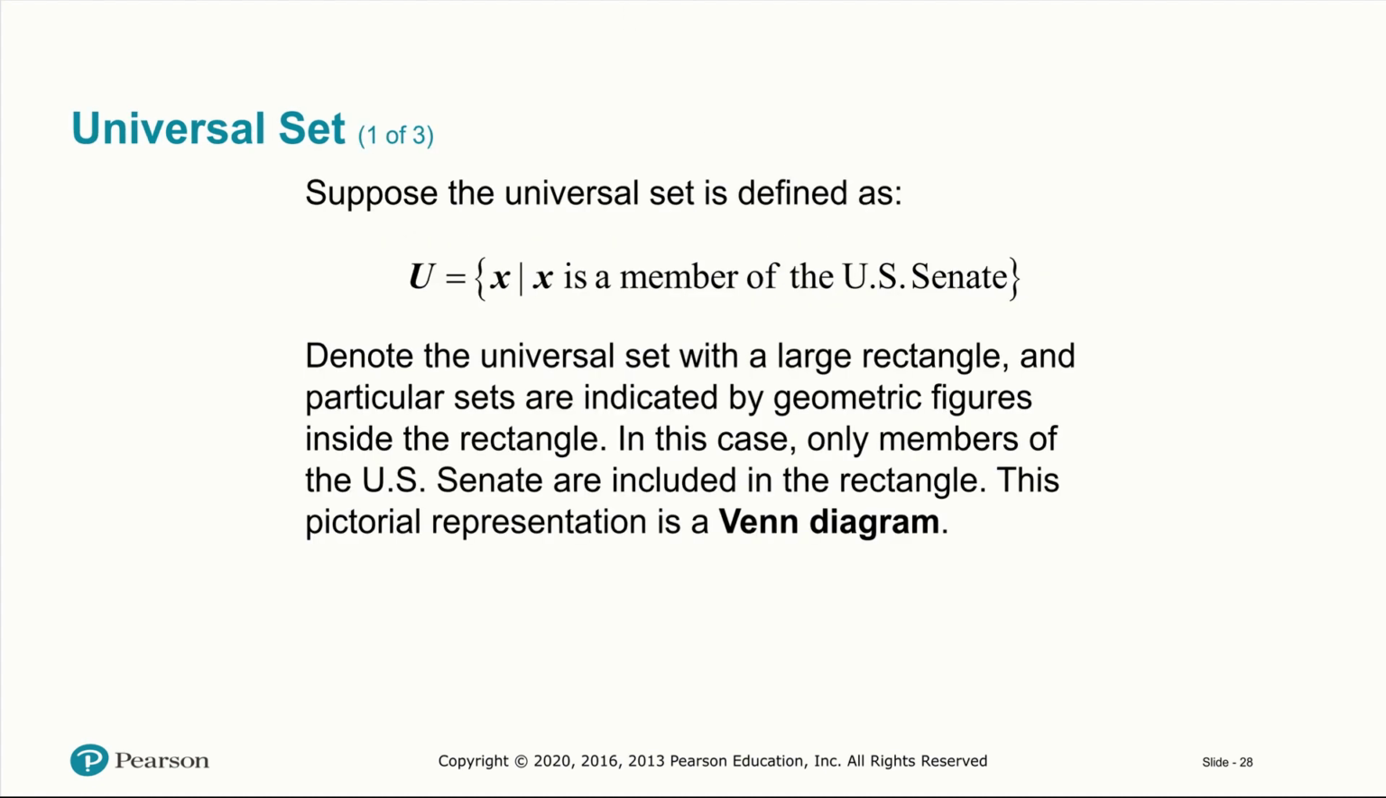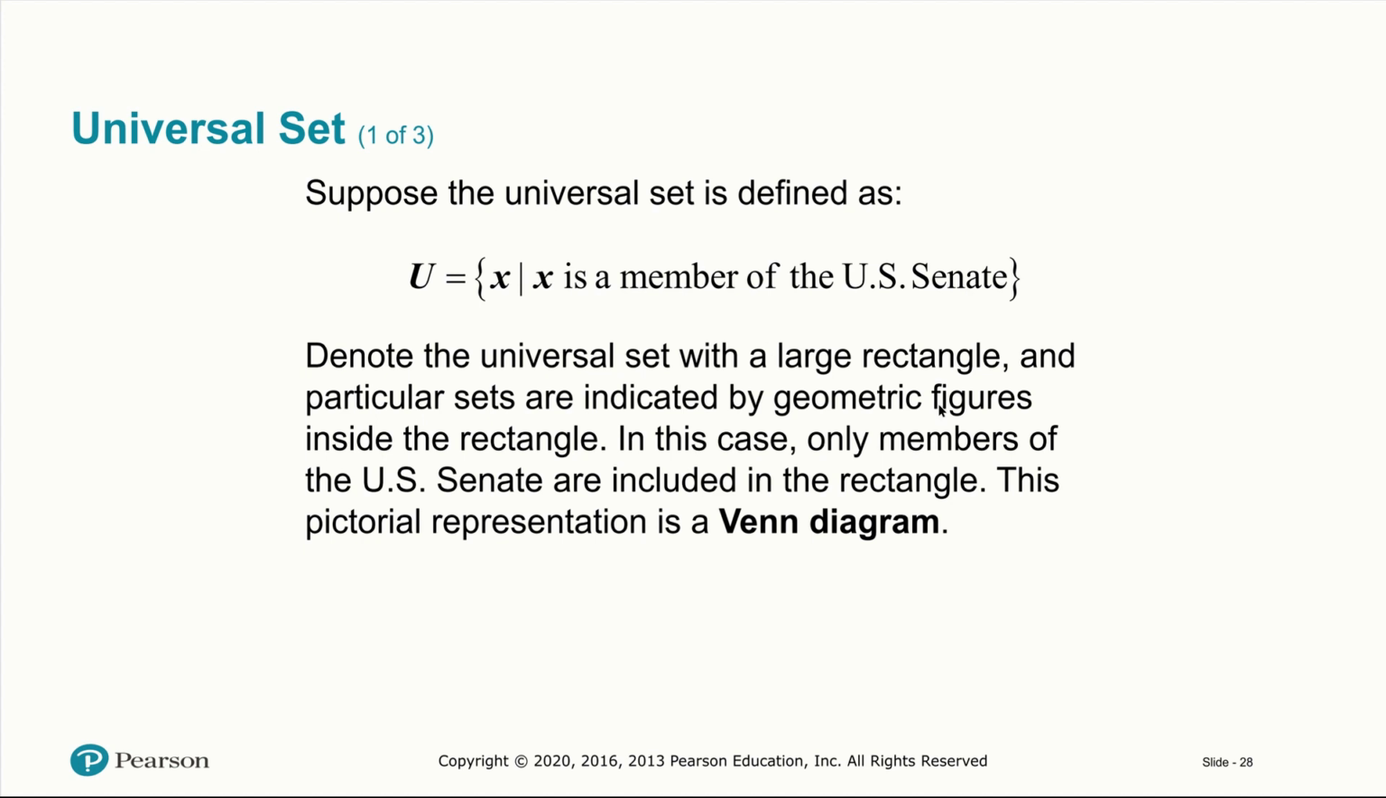Here's a very simple example. Suppose that we consider all the members of the US Senate, right? So U in this context would be all X such that X is a member of the US Senate. And that's, of course, in set builder notation.